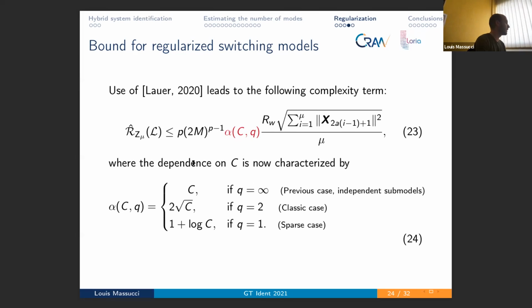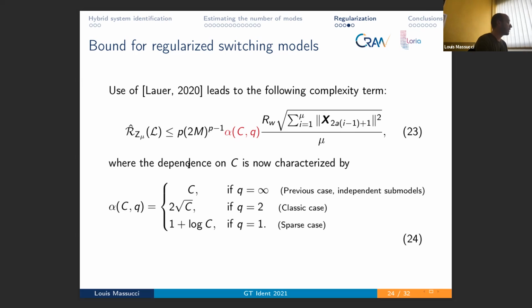We can distinguish 3 cases. When we have Q equal to infinity, it corresponds to the previous case, where we considered only independent submodels. And so we had the dependency on C. It means that the confidence interval depends linearly on C. So if we double the value of C, the complexity of our system will be doubled, and so it will be less relevant.